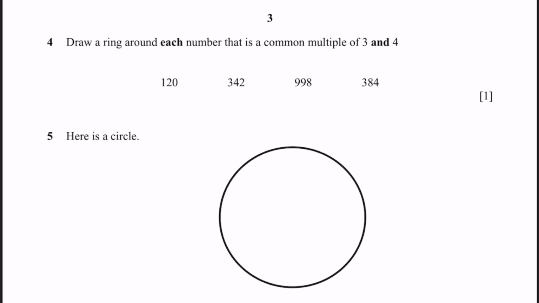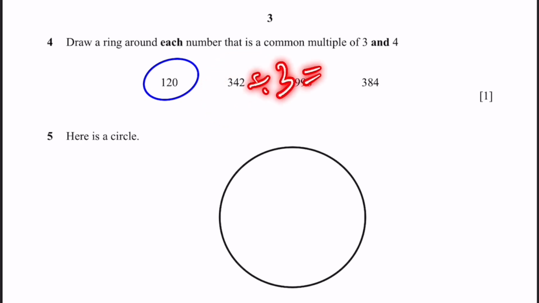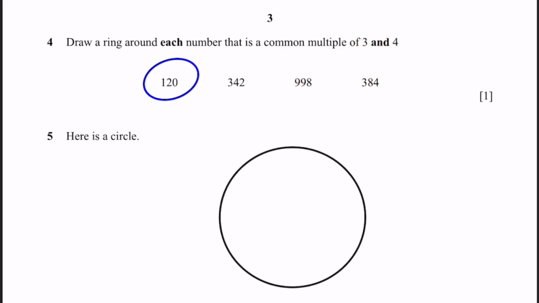Question 4. Draw a ring around each number that's a common multiple of 3 and 4. Let's start with 120. 120 divided by 3 is 40, integer. And 120 divided by 4 is 30, also an integer. That's why we can say 120 is a common multiple of these two. 342. When we divide by 3, we get 114, which is an integer. But when we divide by 4, we get 85.5, which is not an integer, so that's not counted.